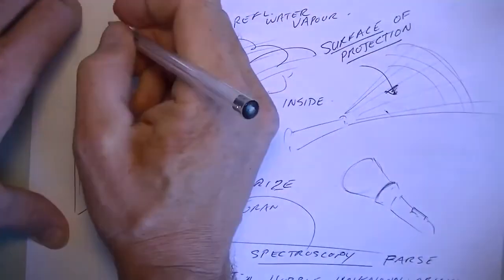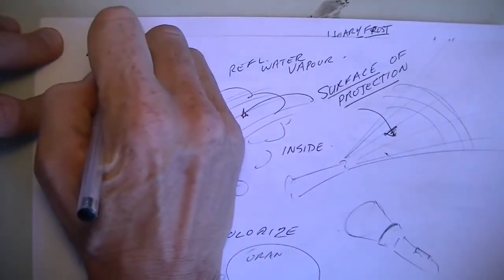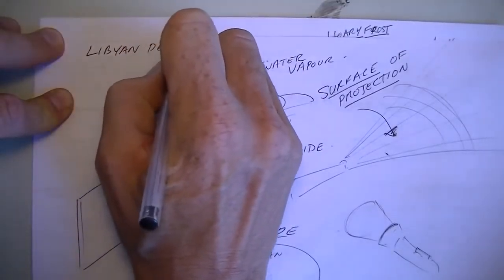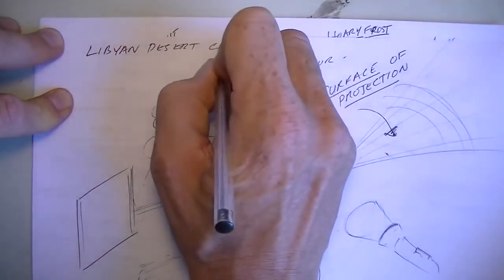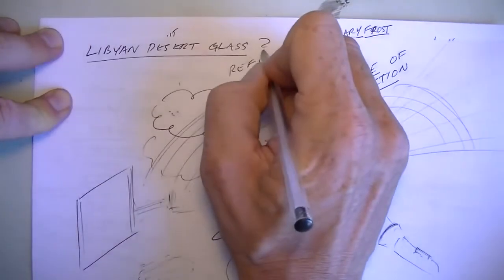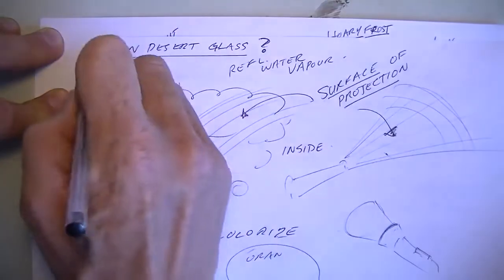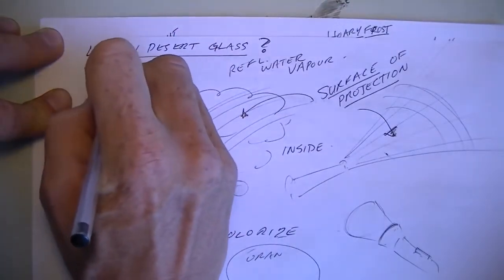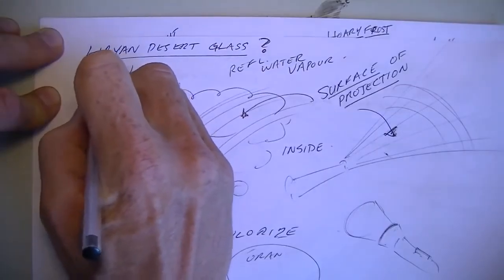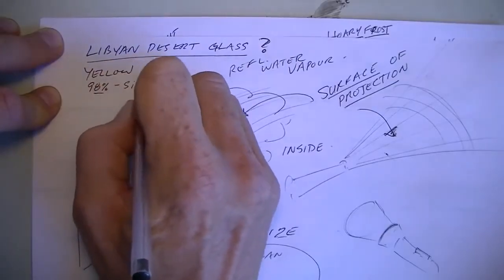This glass is also found in Egypt. Pieces of it fell down in the Libyan desert. They call it Libyan desert glass. Another mystery. Where did this glass come from? It's yellow. It has the highest silica content of natural silica in the world, 98%.